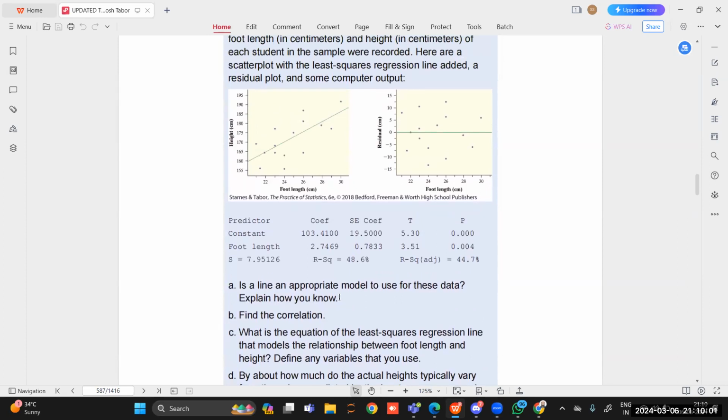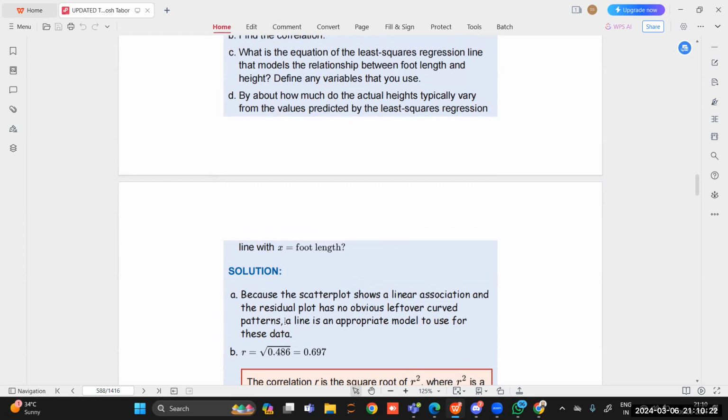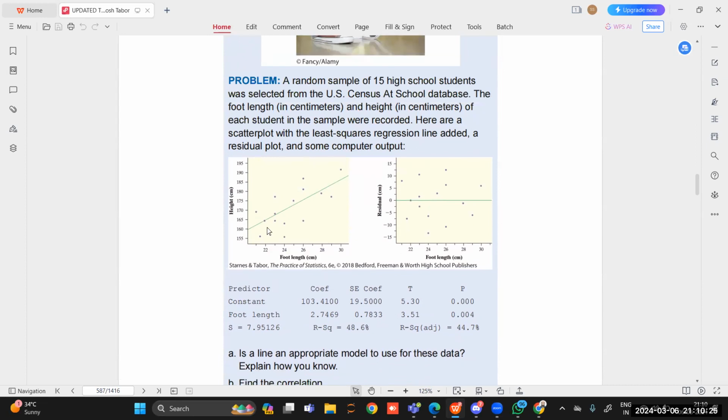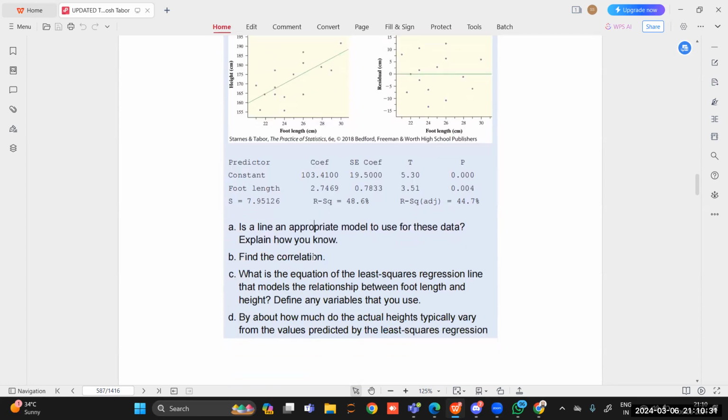Yes, because there is a positive trend going up. So positive correlation or positive association, you can say. He has given that because the scatter plot shows a linear association and the residual plot has no obvious leftover curved pattern, a line is an appropriate model to use for this data. Here you can see it in a straight way, and it's also a positive correlation, so it will be a best fit.